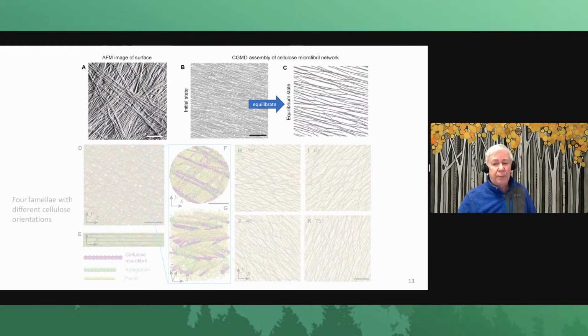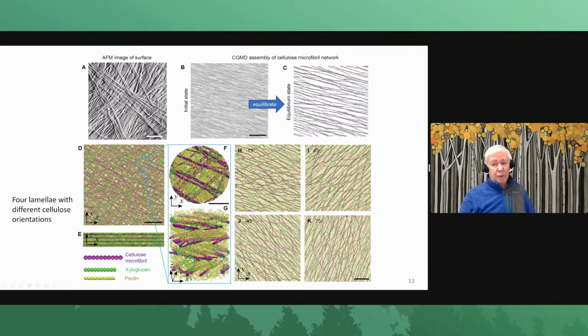Now, to do mechanics, we set up a polylamellate system, as we knew the onion wall was polylamellate, and we use 4 lamellae with cellulose microfibrils initially oriented in different directions. You can see that on the right lowermost panels, 4 of those lamellae. And in D, you can see a top view of these lamellae. It's of course rather confusing because there are so many components there. And in F and G, you can see close-ups of these. G is a type of cross-section at a slight angle, so you get a better sense of how these polymers arrange themselves in this polylamellate construction.